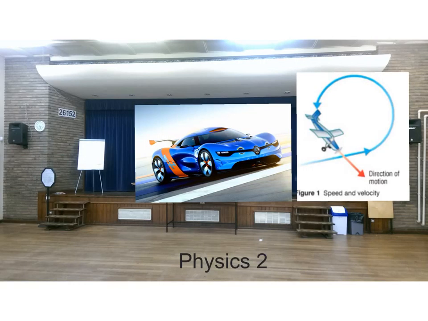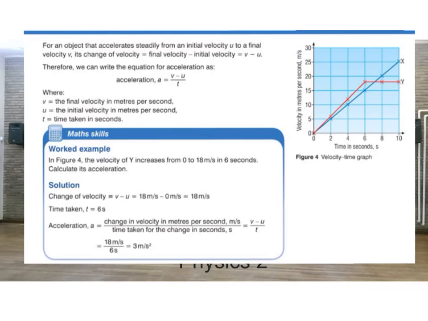Velocity is speed in a given direction. Acceleration is change of velocity per second. The unit of acceleration is the meter per second squared. Acceleration equals the change of velocity divided by the time taken. Deceleration is the change of velocity per second when an object slows down.